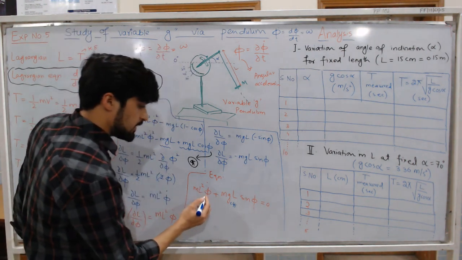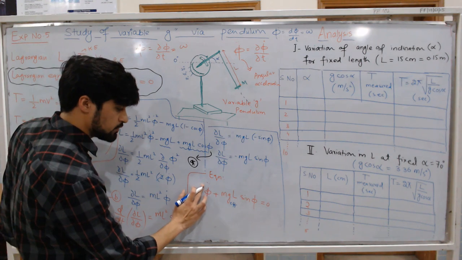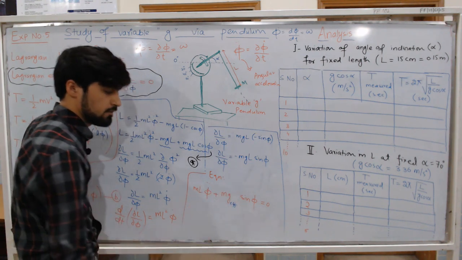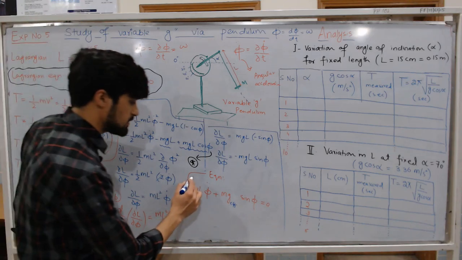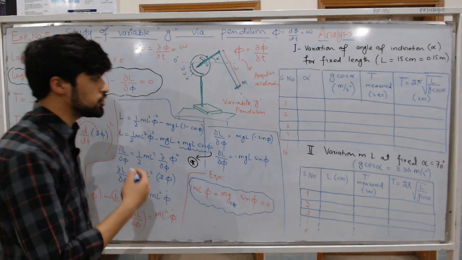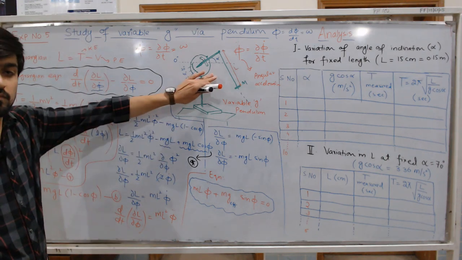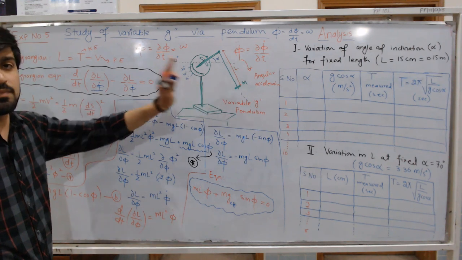You can take the l common. If you take the l common and divide both sides, this will be l and I will remove this l from here. So this is exactly the same equation as in your manual, and it represents the motion of this pendulum. This is actually representing the motion for this variable g pendulum.